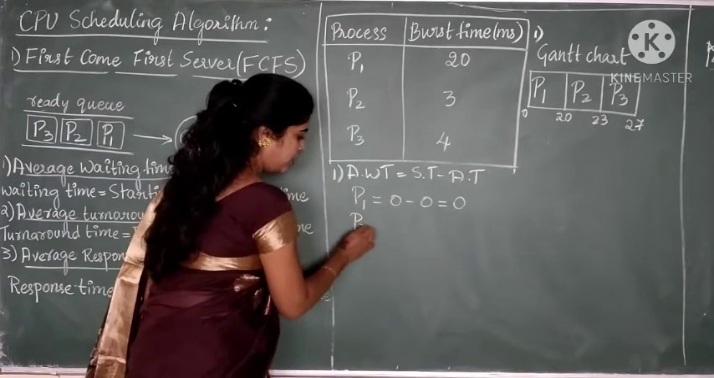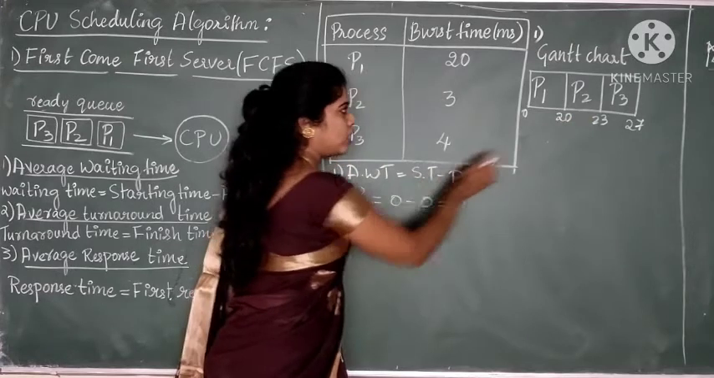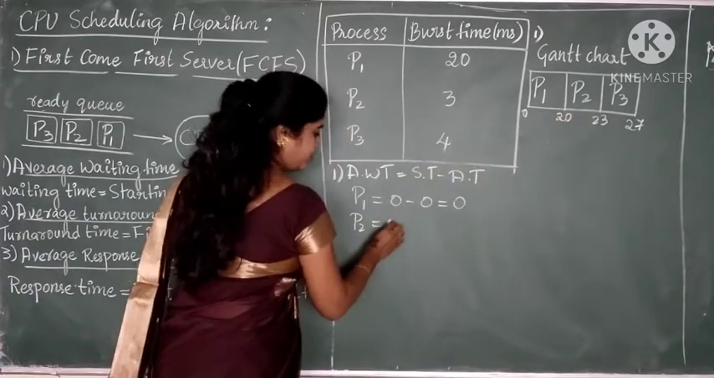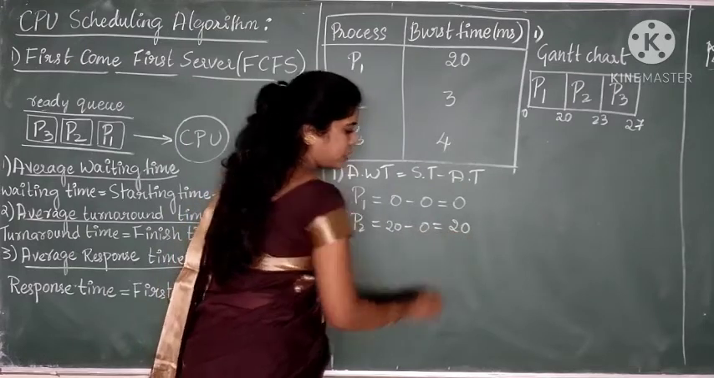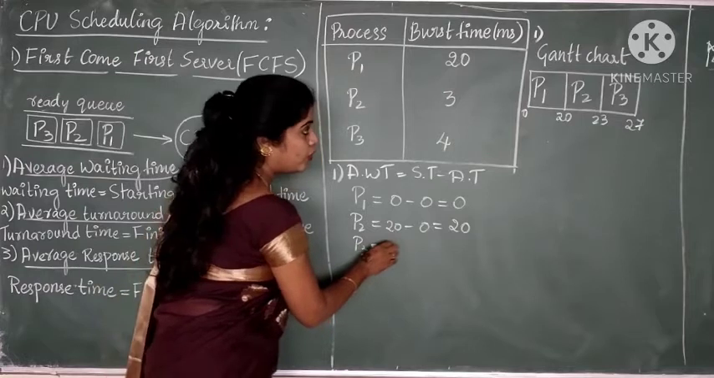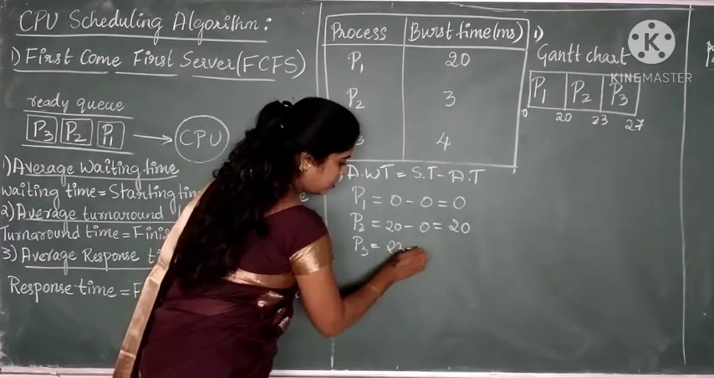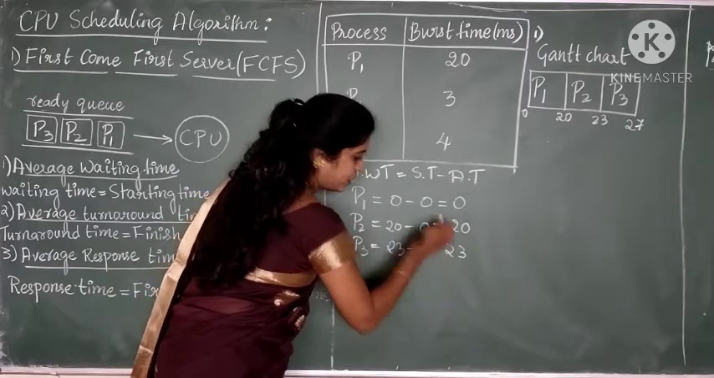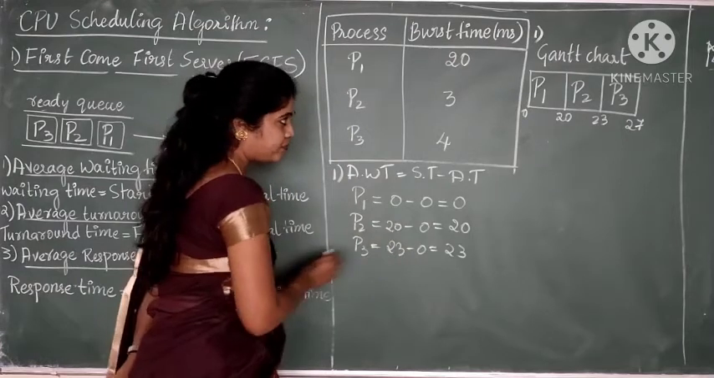So you get 0. And P2, what is the starting time? I am using the formula. P2 starting time is 20 and arrival time is 0. You get 20 minus 0, which is 20. And P3, the starting time is 23 and the arrival time is 0, so you get 23.